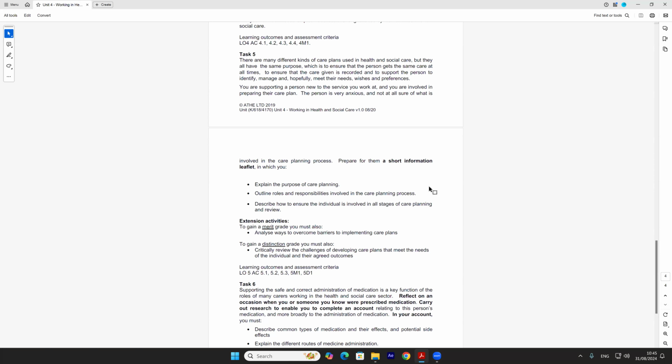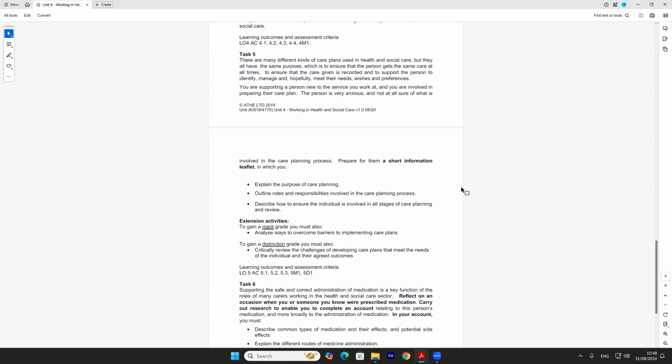Then we have nurses and medical staff. These professionals contribute their medical expertise to the care plan, ensuring that it addresses the individual's health needs effectively. They may also carry out specific interventions outlined in the care plan. Then we have family members and advocates. Family members and advocates can provide valuable insight into the individual's preferences and history. They also support the individual in expressing their wishes and making informed decisions. Then we have care managers. Care managers oversee the entire process, ensuring that the care plan is comprehensive, up to date, and implemented effectively. They coordinate between the various team members and manage the review process.